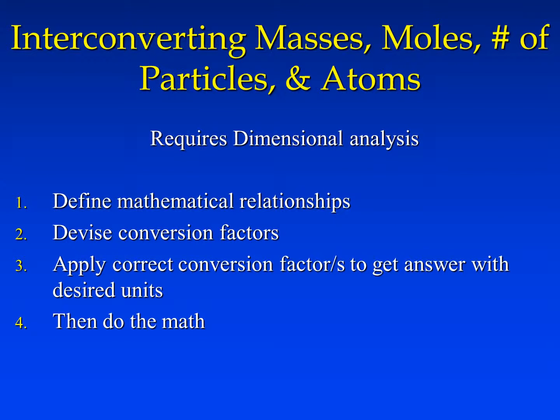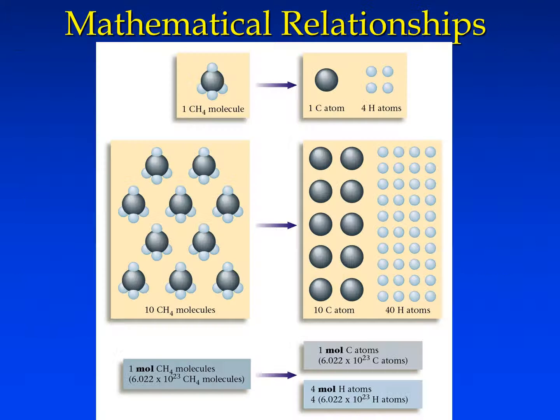So now we can start converting masses to moles, particles, atoms. And in order to do that, we are required to use dimensional analysis. In order to use dimensional analysis, we need to define, first of all, mathematical relationships. We have to devise conversion factors, and then we need to apply the correct conversion factor or factors to get the answer with the desired units. Once we know the units work out, then we do the math.